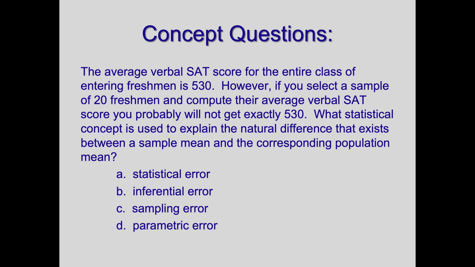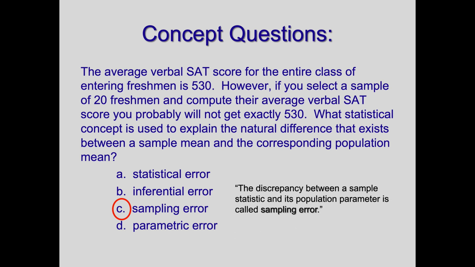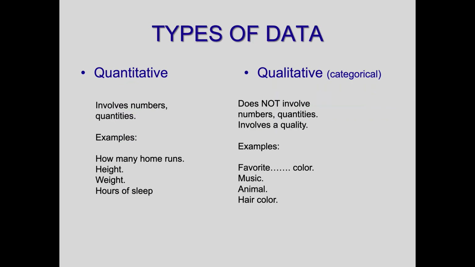It would be sampling error. Okay? Sampling error is the little bit of difference that you're going to get between the sample and the population. The discrepancy between a sample statistic and its population parameter is called sampling error. All right, that's as far as we want to go right now.